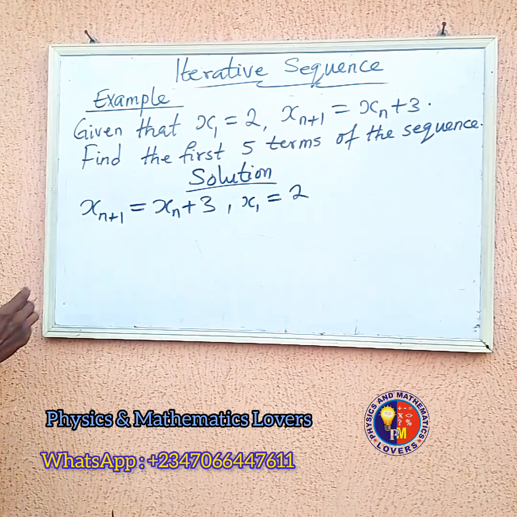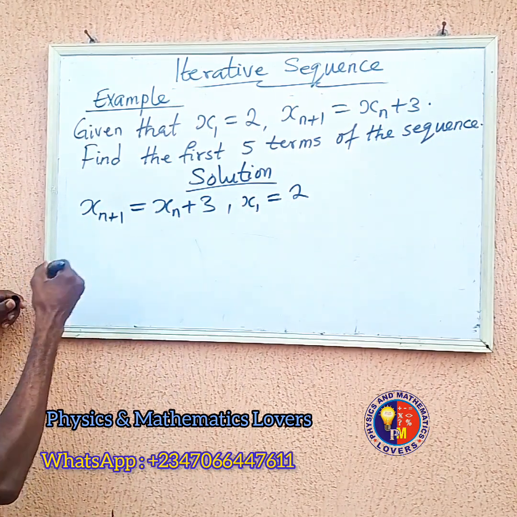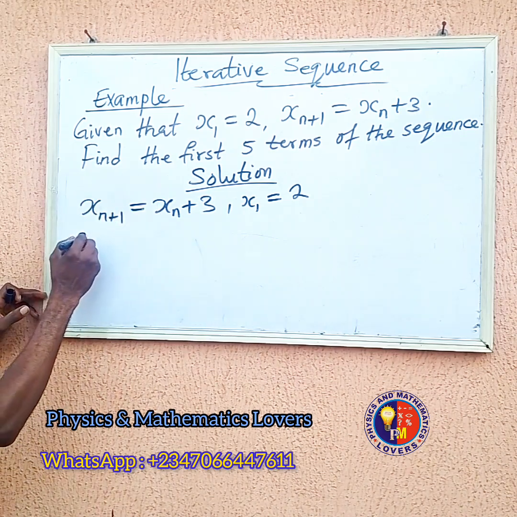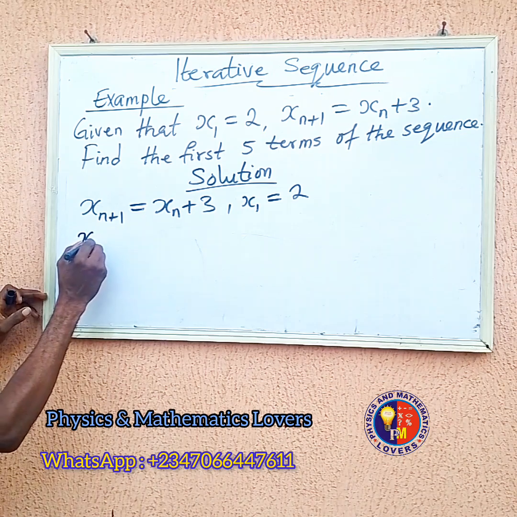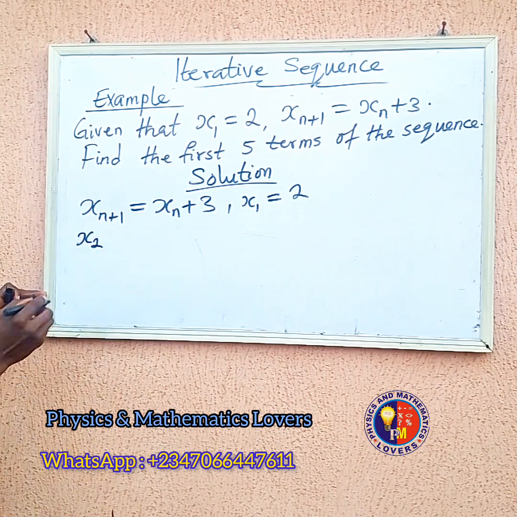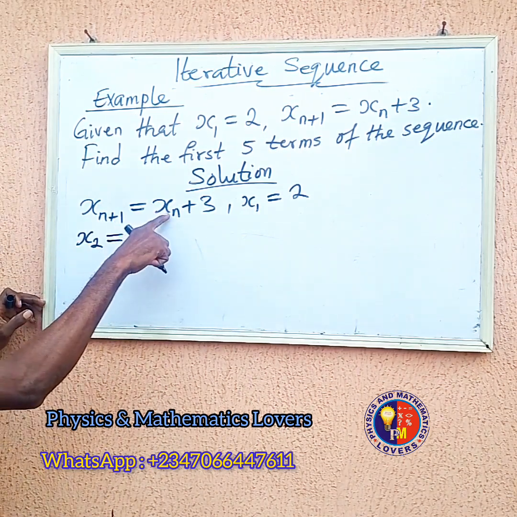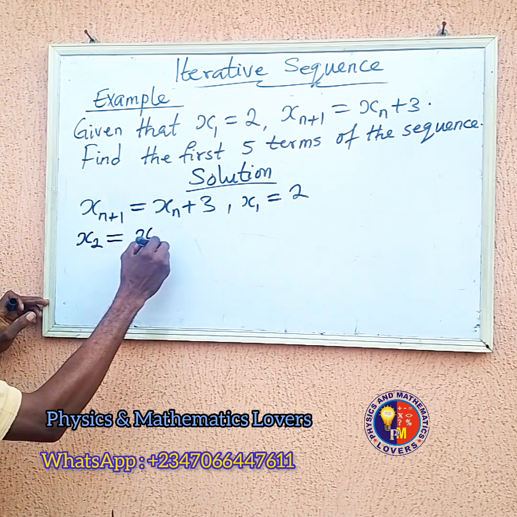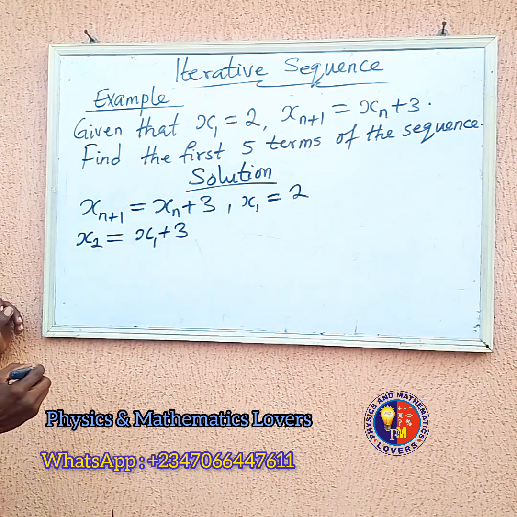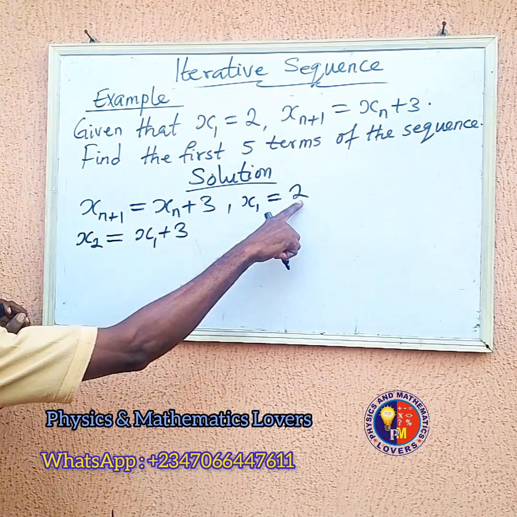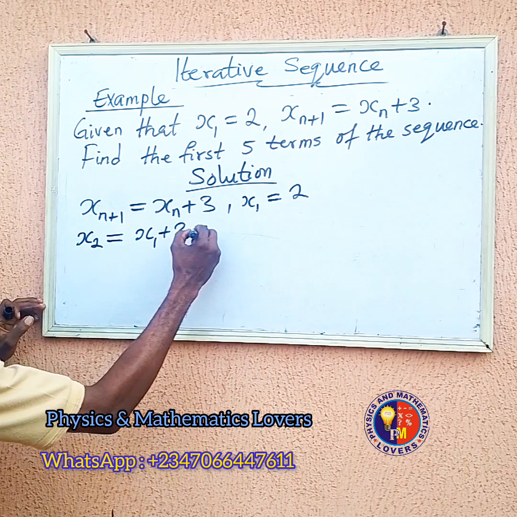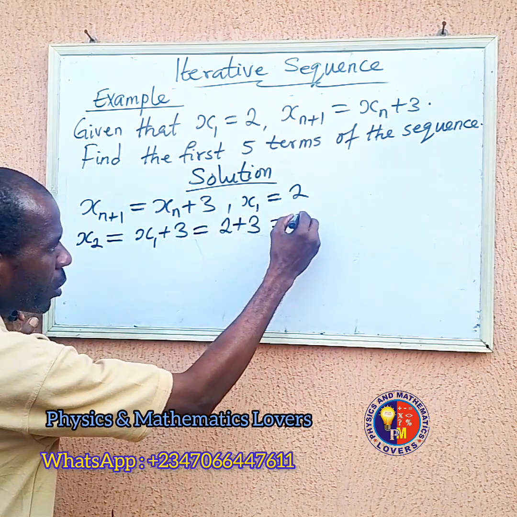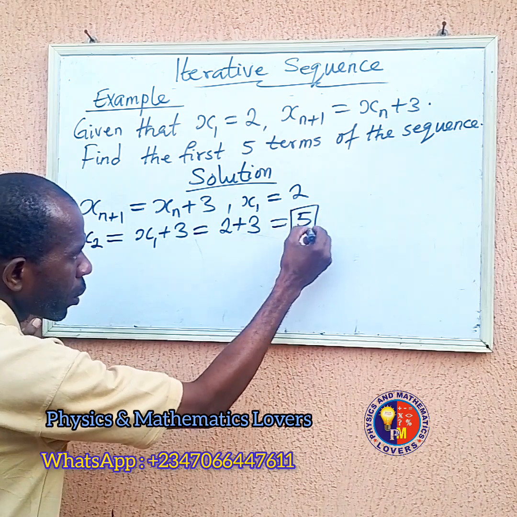Now let us go. For us to get the next term, we are increasing the number of terms by 1. So x n plus 1 is going to be x2, and xn is now x1, the previous one. So we have x1 plus 3. What is your x1? x1 is 2. So I'm going to have 2 plus 3. This is my x2, which is 5. Take note of this.